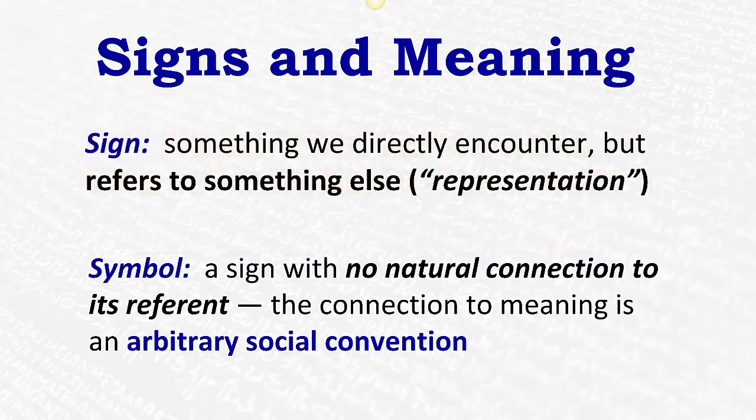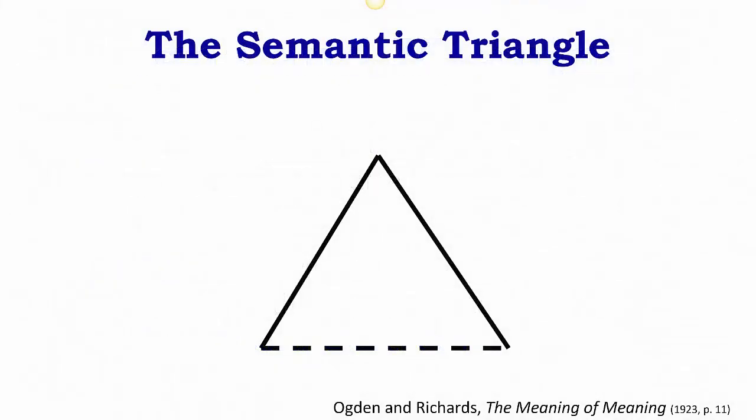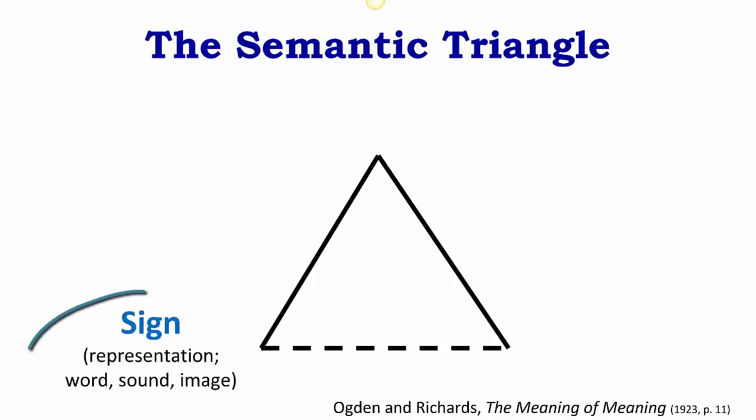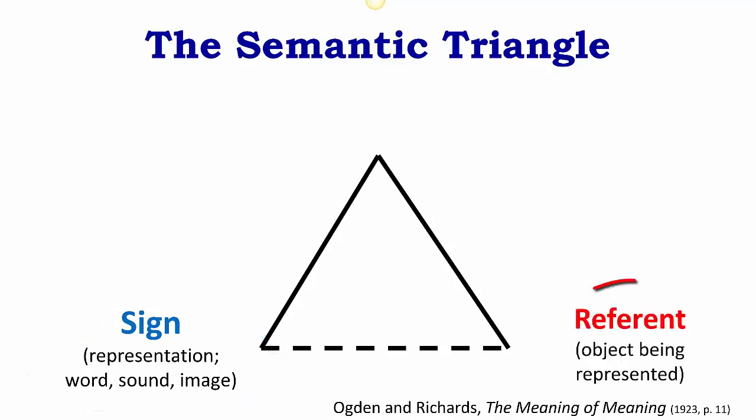To understand this, let's go to a simple but helpful theory we talked about in a previous video, Ogden and Richards' semantic triangle. This model provides the interaction of three important elements anytime something is being represented through symbolic communication. First, we have our sign, the representation of some reality. Then we have the referent. This is the reality that's being represented.